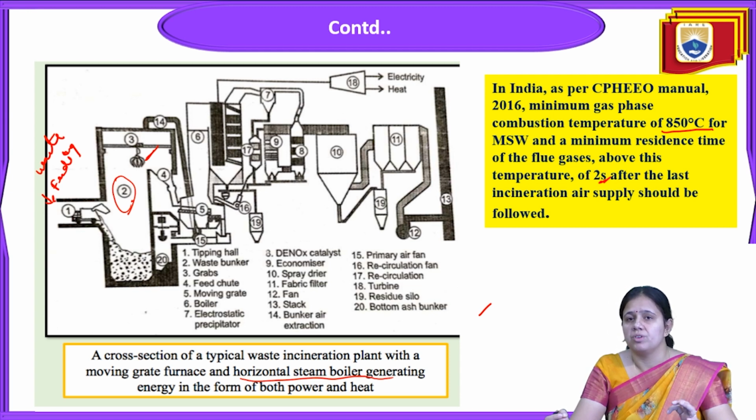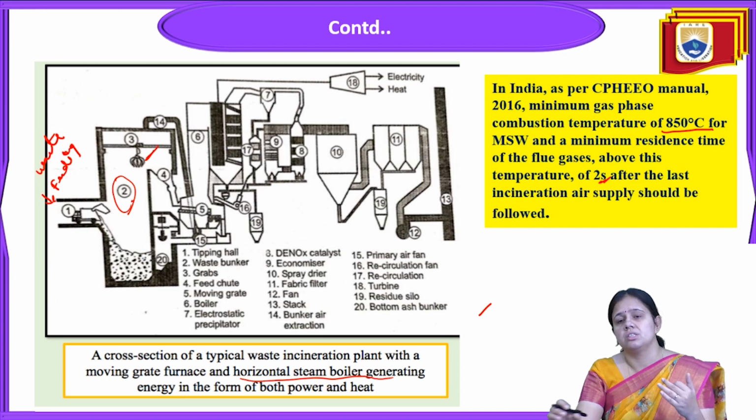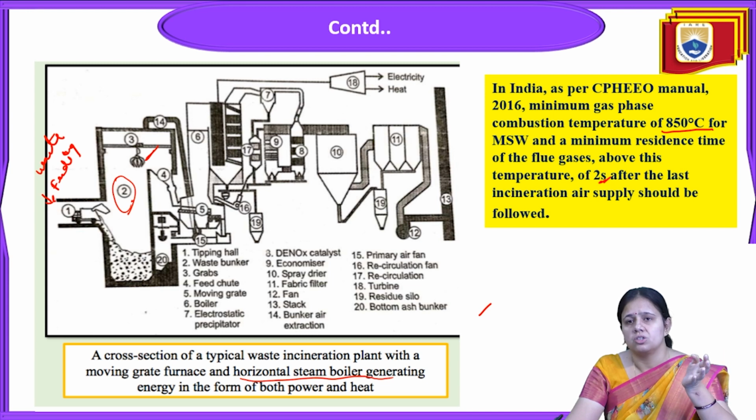Number 6 is the boiler, from where steam is generated. Number 7 is the electrostatic precipitator, which is installed in this incinerator because they are burning solid waste. By the burning of solid waste, some harmful gases come out, so to filter out these gases the electrostatic precipitator has been installed. Number 8 is the DeNOx catalyst, then the economizer, number 9. Number 10 is the spray dryer. Number 11 is the fabric filter, also used to filter out toxic gases. Then the fan, and the stack, which collects all those things.